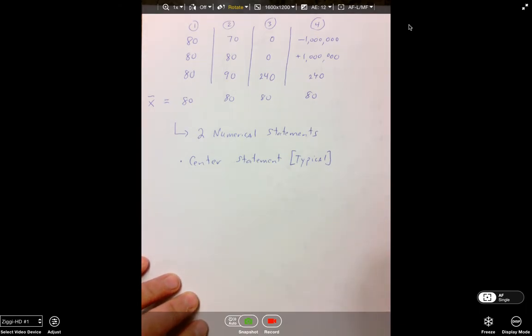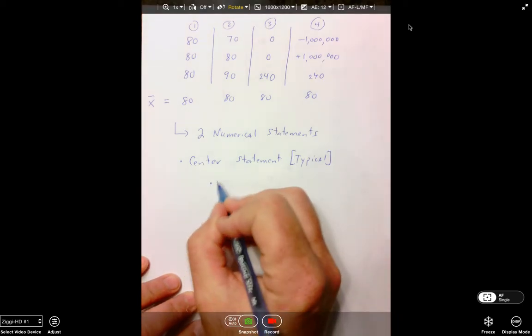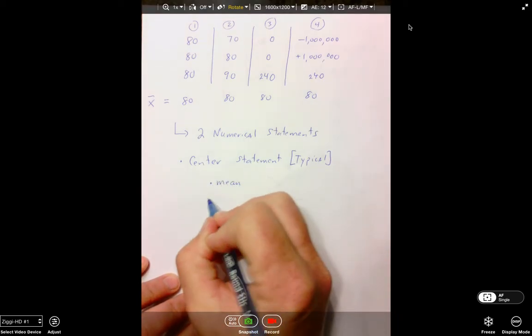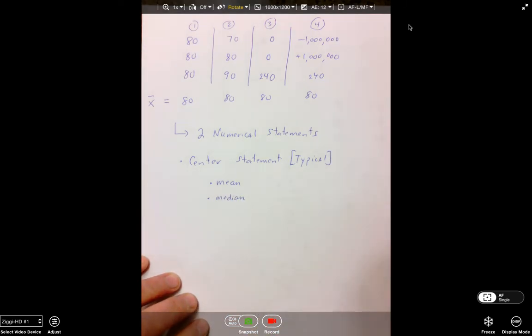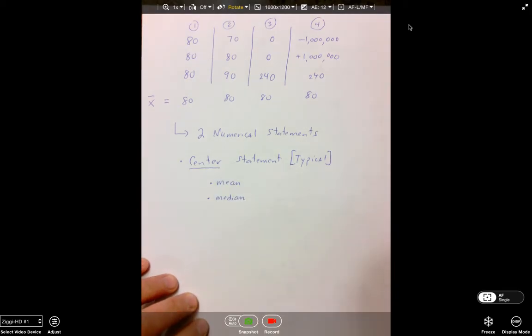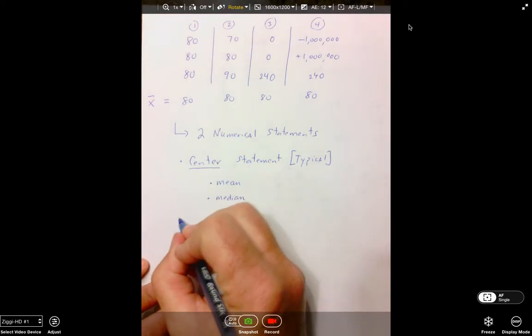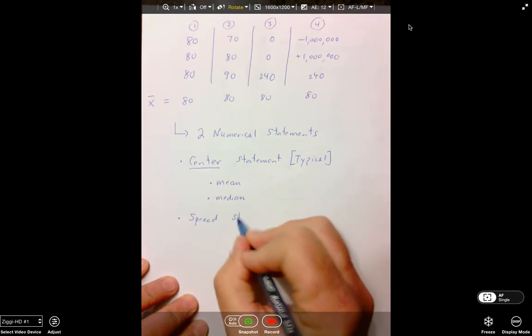Now the 2 center statements that I'm going to teach you in numerical statements is called the mean and the median. I'm going to show you what these things are. I'm going to show you how we define them. And I'm going to show you how to use your calculator to find them. The other thing that we have to do in statistics is make a spread statement.